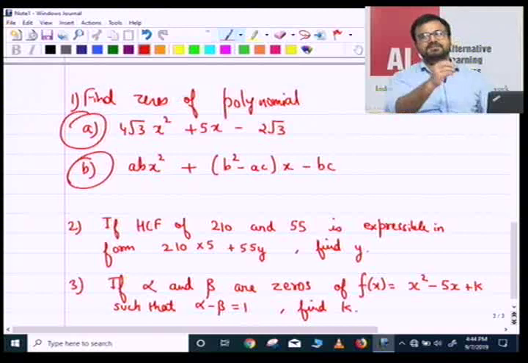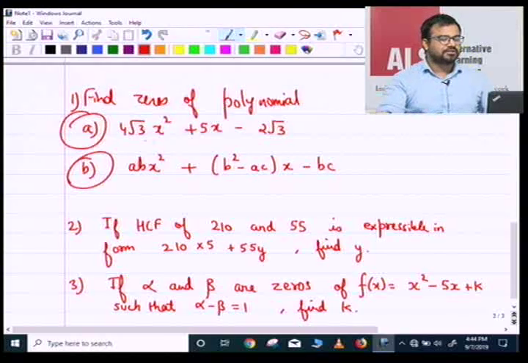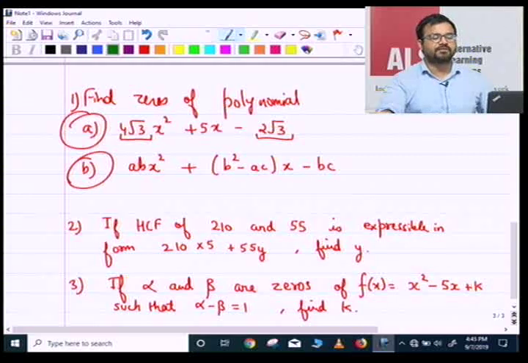To find the zeros, first we have to factorize and then equate to 0. It is just a quadratic polynomial. The product of the first and the last is 4 root 3 into 2 root 3. If you multiply them, 4 into 2 is 8, root 3 into root 3 is 3, so it becomes 24, right? Now we have to split this 24 into 2 parts so that the product is 24 and on addition or subtraction we get 5.